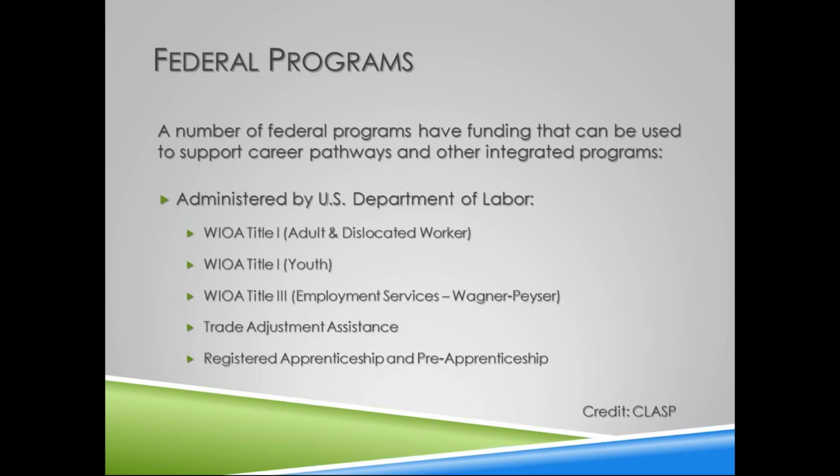The programs administered by the Department of Labor that can be used are WIOA Title I Adult and Dislocated Worker and Title I Youth. Both of those are administered in Illinois by the Department of Commerce and Economic Opportunity, but the funding actually goes down to the local level. So for almost all of these, you're going to want to reach out to whoever administers these funds in your local area to set up the partnerships. The next one is WIOA Title III Employment Services through Wagner-Peyser. That is through the Department of Employment Security here in Illinois, or IDES. Then there's the Trade Adjustment Assistance funds and Registered Apprenticeship and Pre-Apprenticeship.